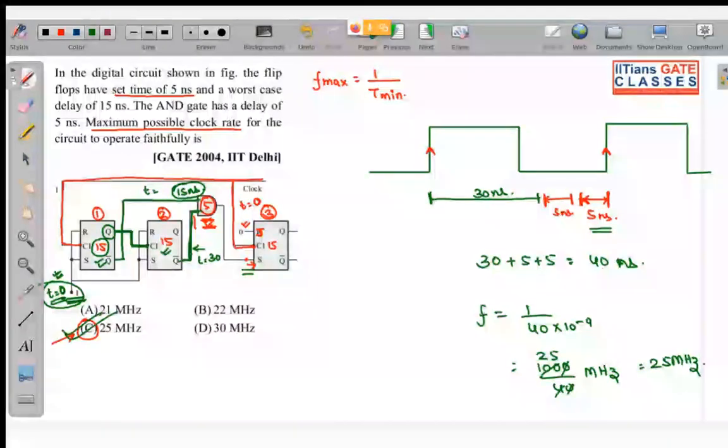Tell me if this concept is clear or not. This is a very good conceptual question. In EC and electrical, I haven't seen any other question on setup time and hold time till 2018. In 2018, there was no question. In CS, there is one question. I have to check for the 2019 and 2020 questions once, because there was one very good question, but I couldn't actually get it. So I will be searching for that question also.